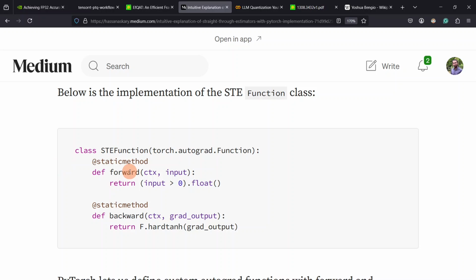If going through the code seems intuitive to you, here is the code for it. So in the forward you just check if input is greater than 0, and this will return 1, or 0 if it is negative, and in the backward you just do a hard tanh of the gradient output.